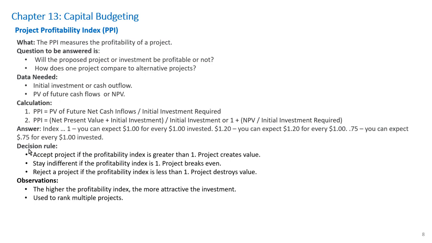The decision rule is to select the project or projects with the highest PPI. Accept projects if the profitability index is greater than 1, as these projects will create value for the company. You can be indifferent if the project index is 1, as this will be a break-even point for the project. And by all means, reject projects with a profitability index less than 1, as these projects will actually destroy value.